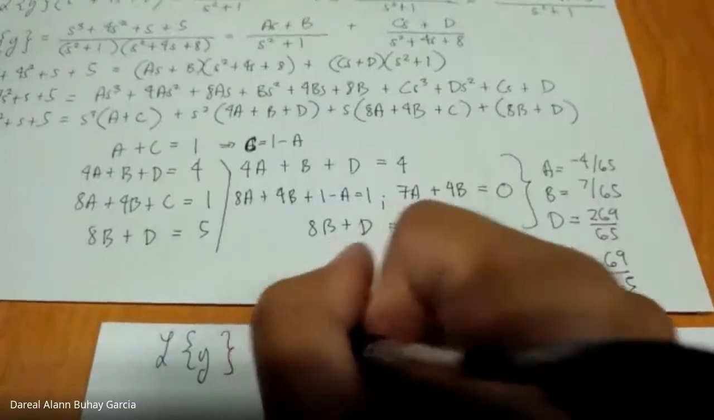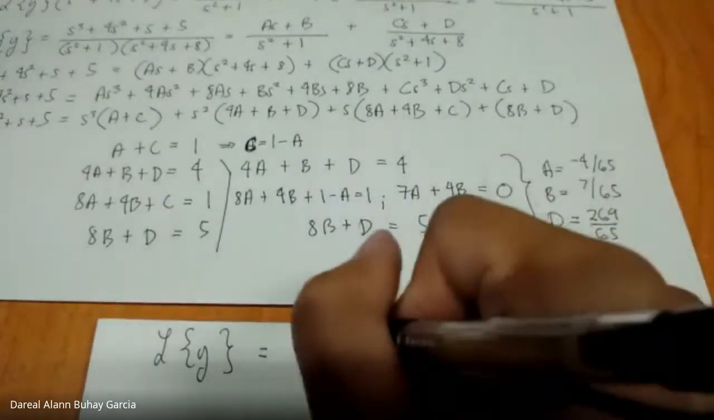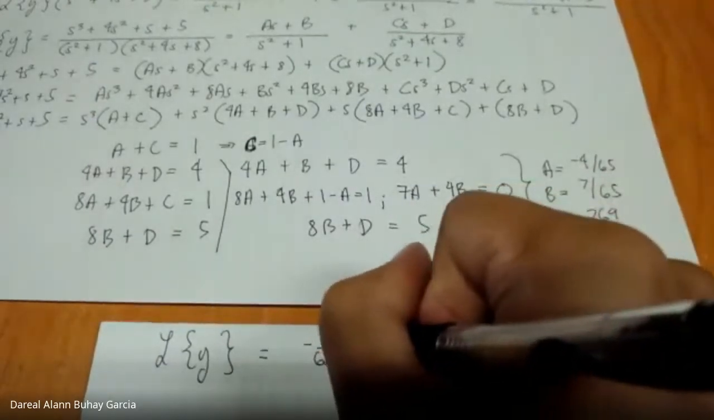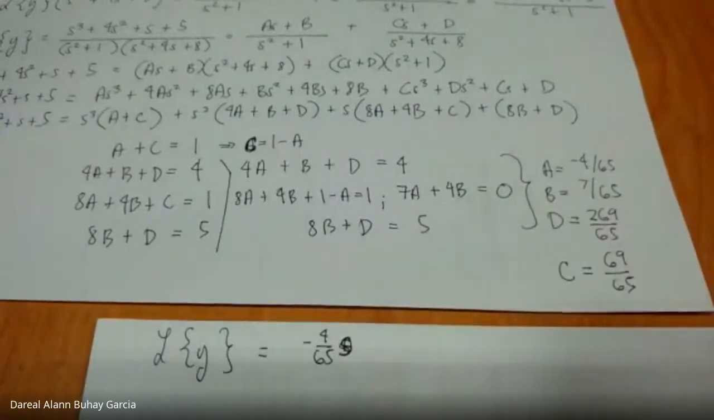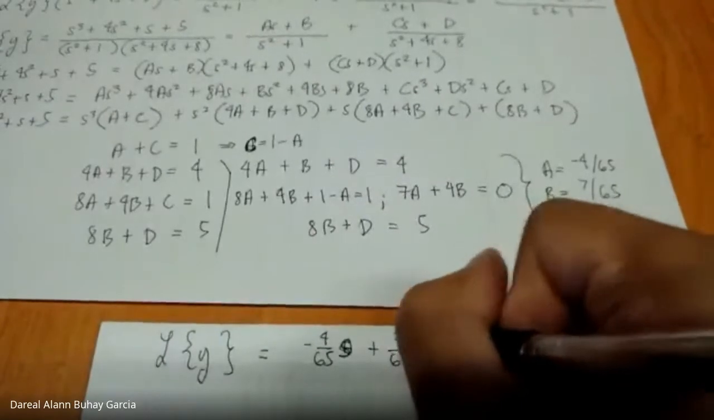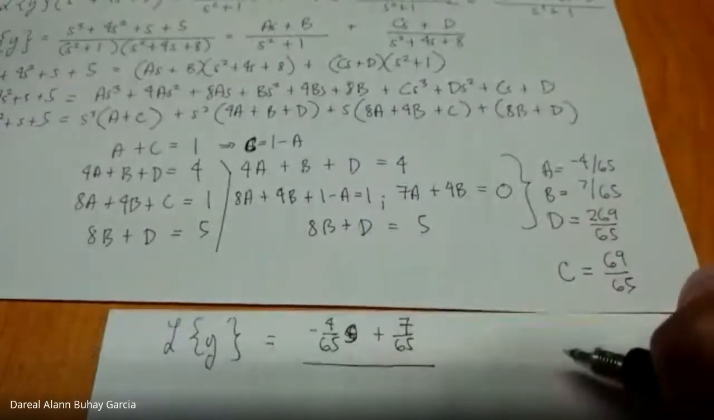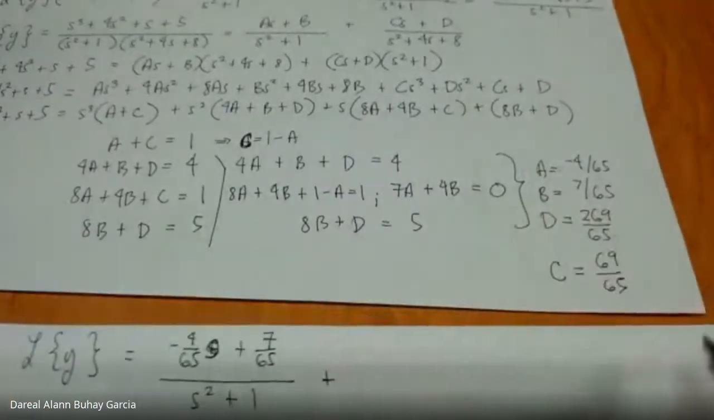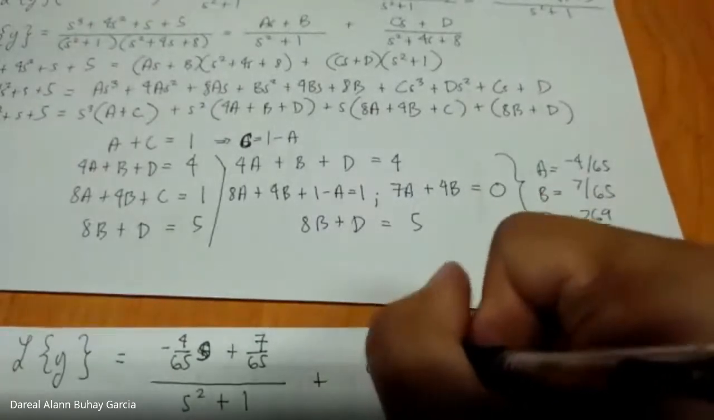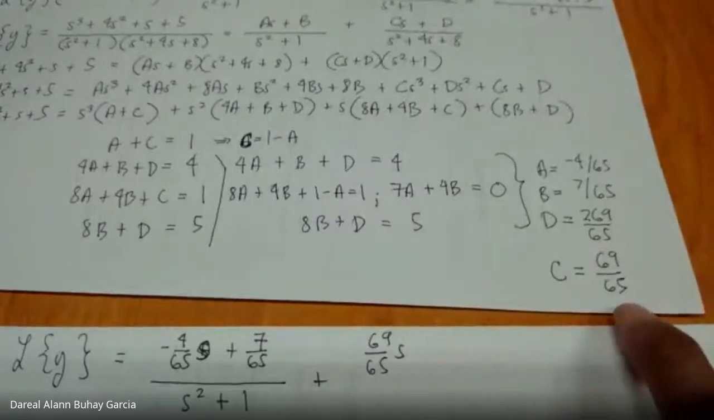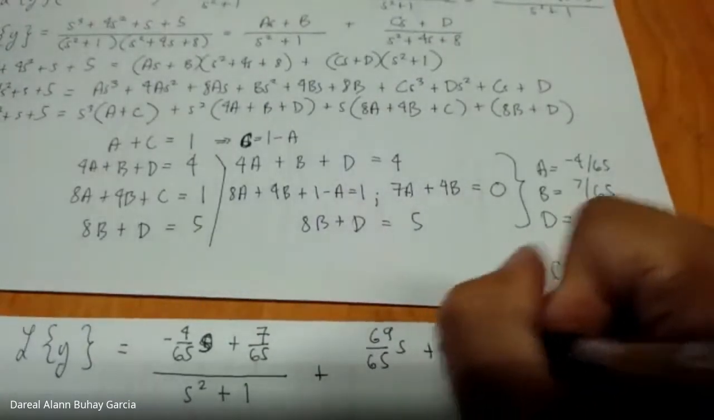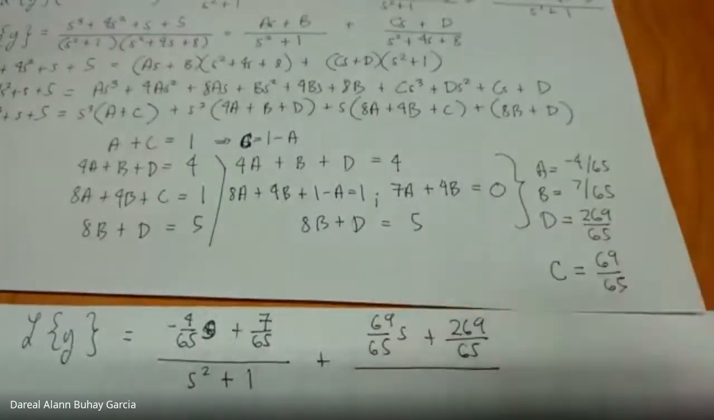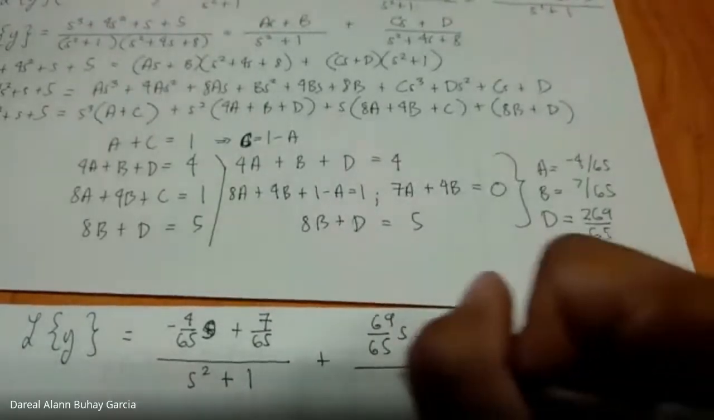Laplace of y becomes negative 4 over 65 s plus 7 over 65 all over s squared plus 1, plus 69 over 65 s plus 269 over 65 all over s squared plus 4s plus 8.